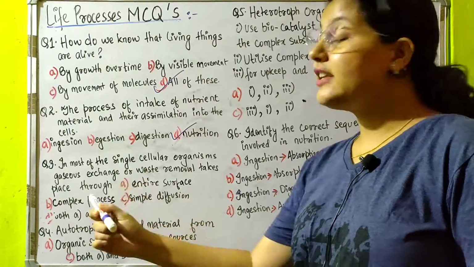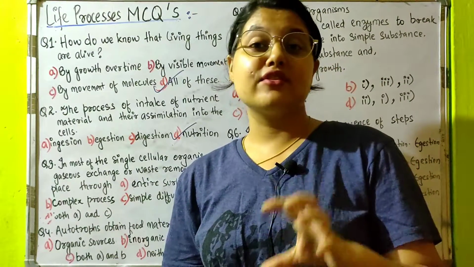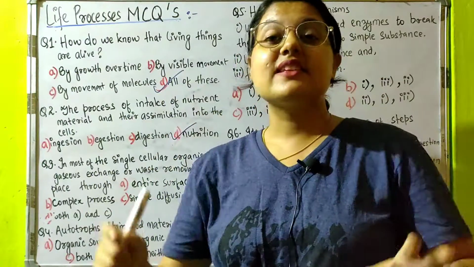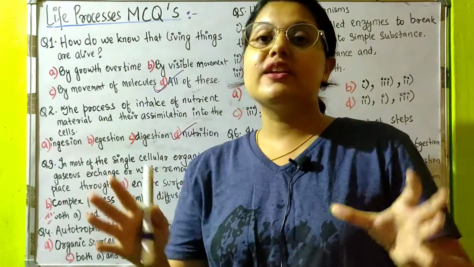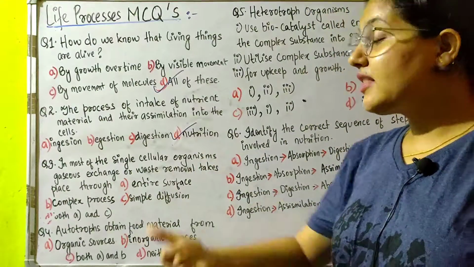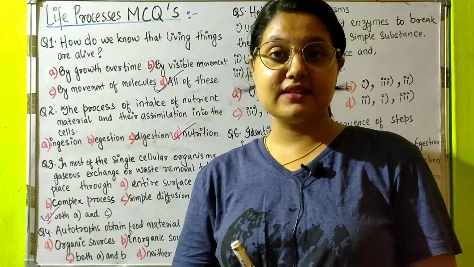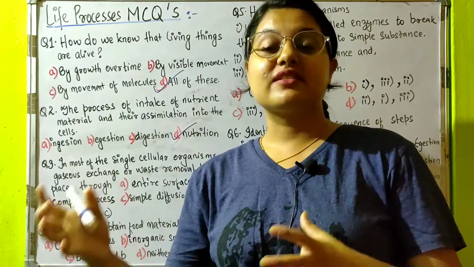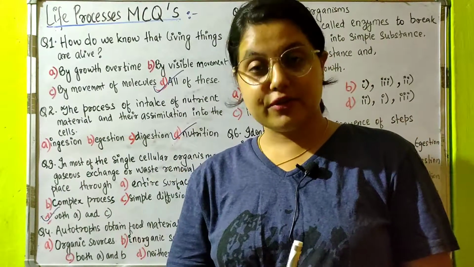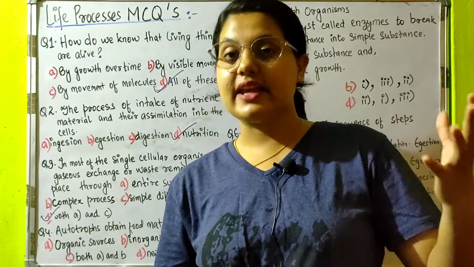Now coming to the third question: in most of the single cellular organisms, gaseous exchange or waste removal takes place through. In single cellular organisms, that is simple living organisms, for example bacteria or amoeba, the gaseous exchange happens through the outer surface of their cell itself. That is why the answer here is both A and C, because in most single cellular organisms, excretion as well as the exchange of gases happen through the surface of their body, as they do not have any specialized organs like we have.